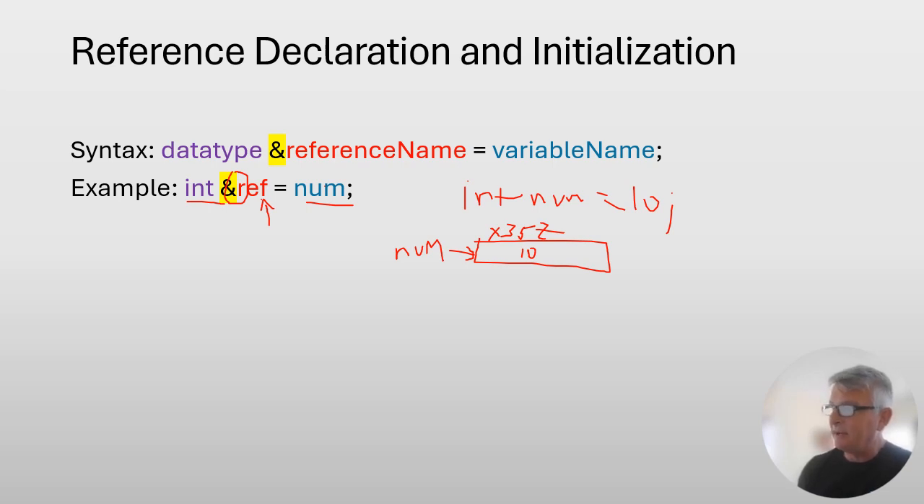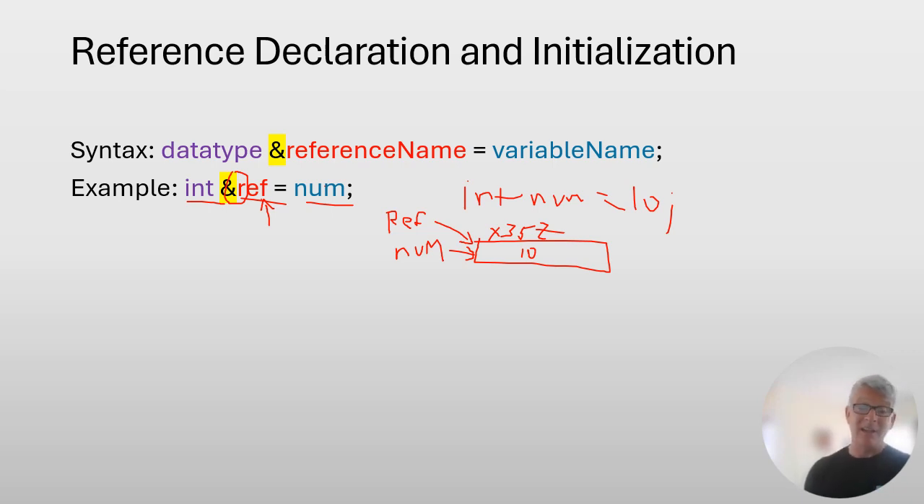Now we're just going to take reference, and it's going to give it the memory address of num. So now ref, I know it says point, but it also knows this memory address. So if I do anything to num, if I do anything to ref, it changes what num's value is.